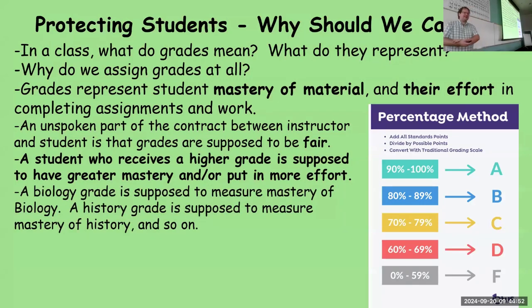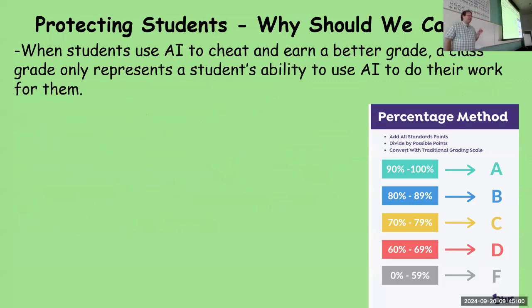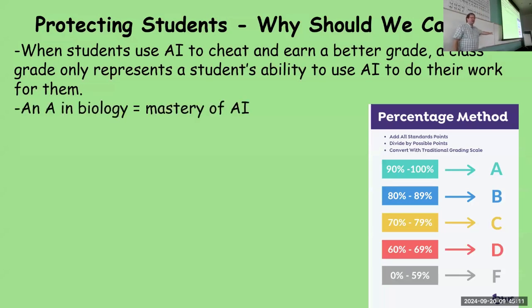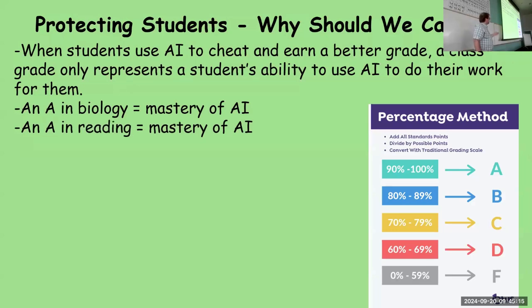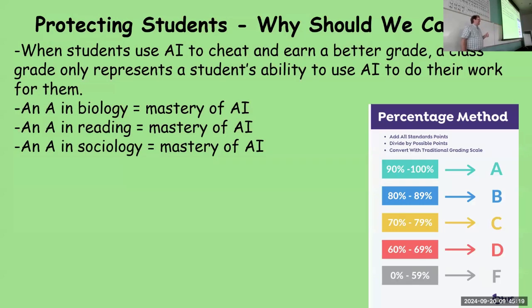A biology grade is supposed to measure mastery of biology, a history grade mastery of history, and so on. But if we let students use AI to cheat and earn a better grade, then a class grade only represents a student's ability to use AI to do their work for them. So an A in biology then becomes, they've mastered AI. A in reading is they've mastered AI. A in sociology, they've mastered AI. That's not what those classes are supposed to be about.